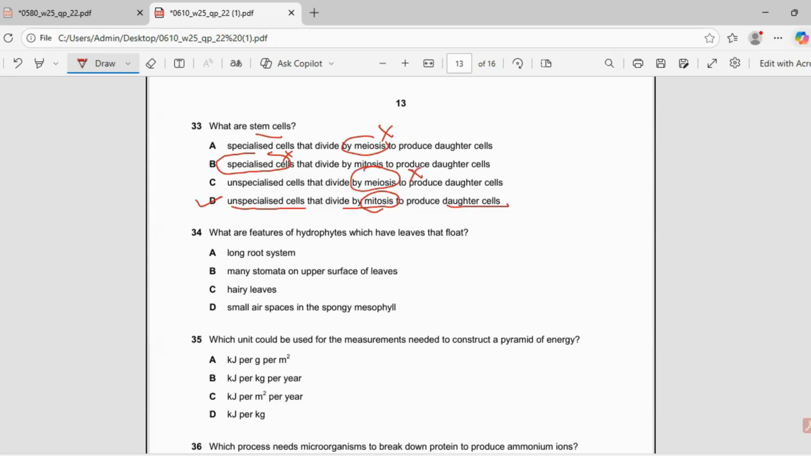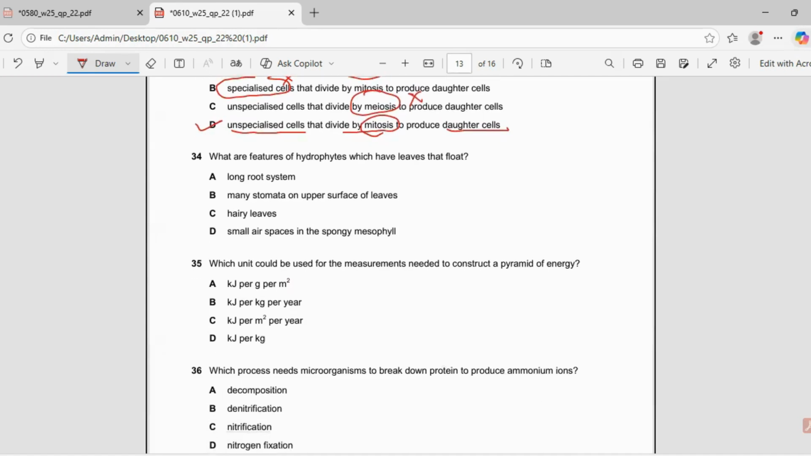Coming to the next question, the 44th. What are the features of hydrophytes? You know that hydrophytes are plants that stay in water, and they have leaves that float. They do not have a long root system because they are already in water. They have many stomata on the upper surface. Yes, this makes sense. Hairy leaves? No, hairy leaves are basically present on xerophytes. Small air spaces? No, the air spaces are large to float. So the correct answer is B.